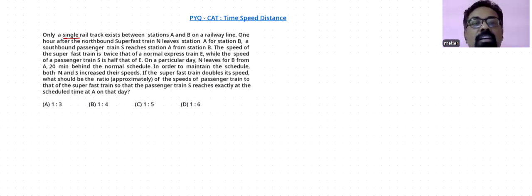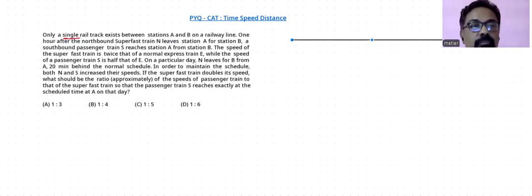Next, 1 hour after the northbound superfast train N leaves station A for station B, a southbound passenger train S reaches station A from station B. Let's draw the railway track first. So this is the railway track. This is station A and this is station B. Now for understanding purposes, we can go with a time. Say when the train N leaves station A, for example, at 9 a.m.